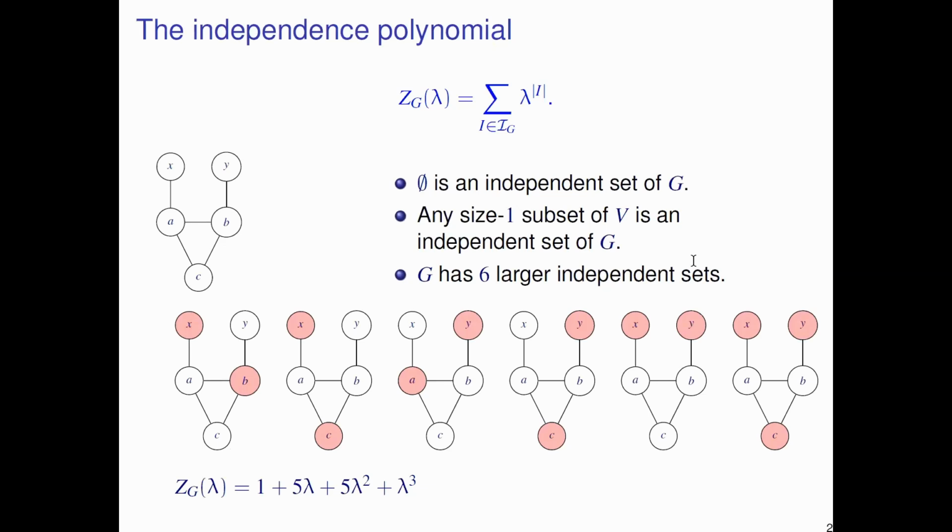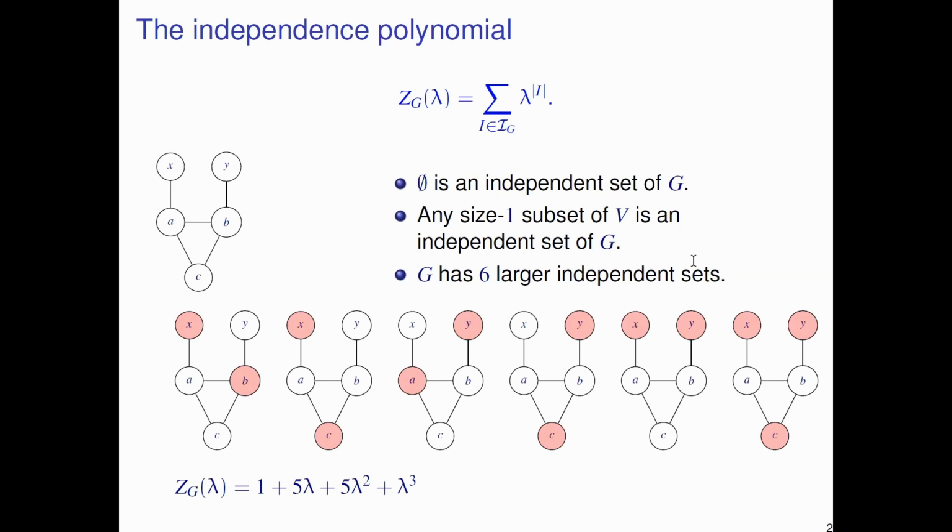The independence polynomial has a parameter lambda, and it's the sum over all independent sets in the graph of lambda to the number of vertices in the independent set. I sub G is the set of independent sets. For this particular little graph, the independence polynomial is this, because I've got one independent set with no vertices, 5 independent sets with 1 vertex, 5 with 2, and so on. So that's the polynomial.